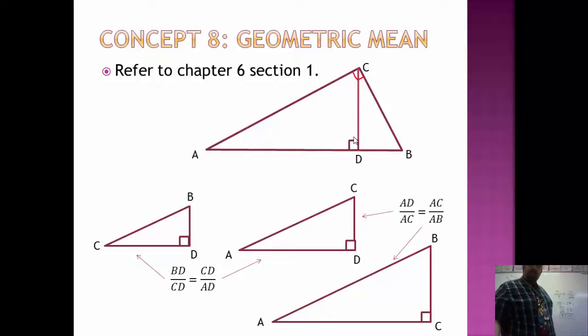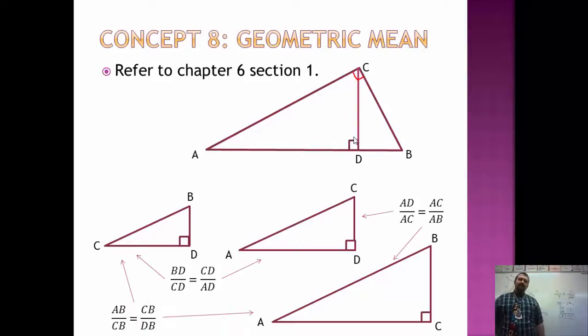And the last one that's a geometric mean is if I compare the left triangle and the right triangle. What if I compare hypotenuse to the right side? Hypotenuse to the right side. AB of the right triangle, BC of the right triangle. CB of the left triangle to DB of the right triangle, left triangle. So hypotenuse to right side. And these match up again. AB to CB, CB to DB. The CB is a geometric mean of AB and DB.